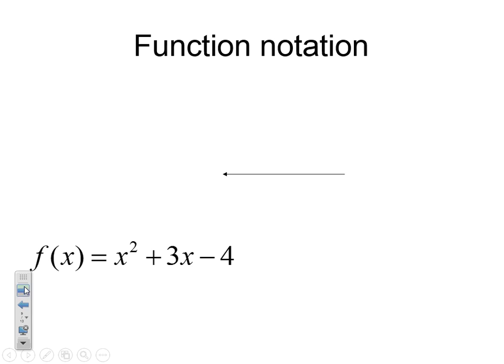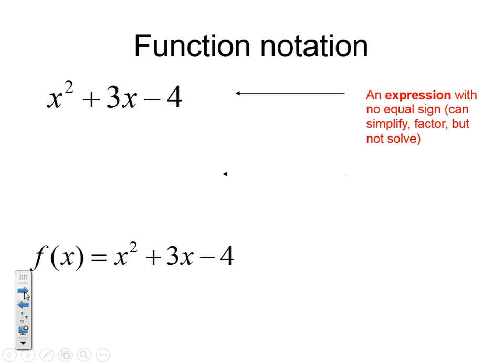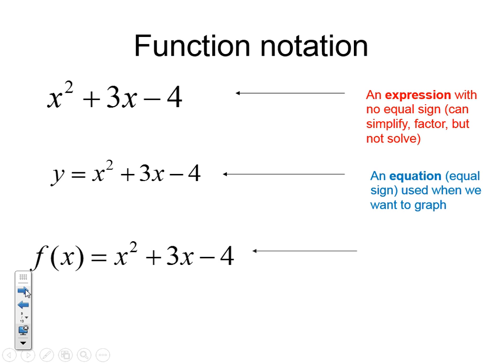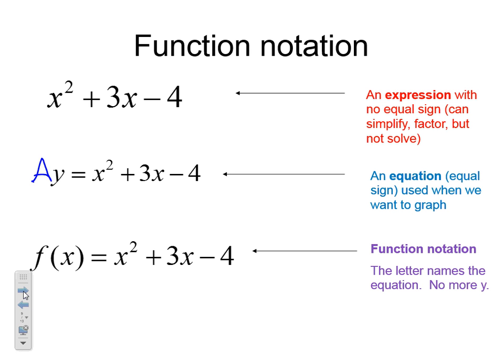All right, ladies and gentlemen, all of this is already written in your notes. I'm just going to go through each one of these with you guys. So this first one here, x squared plus 3x minus 4, is an expression. There's no equal signs. When we have an expression, all we can do is simplify or factor, but we can't solve it. Now, when we have an equal sign, like this next one right here, then we can use it to graph or to solve.